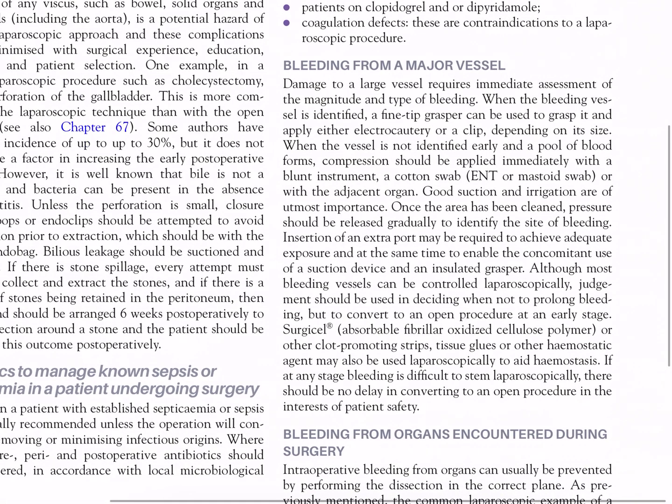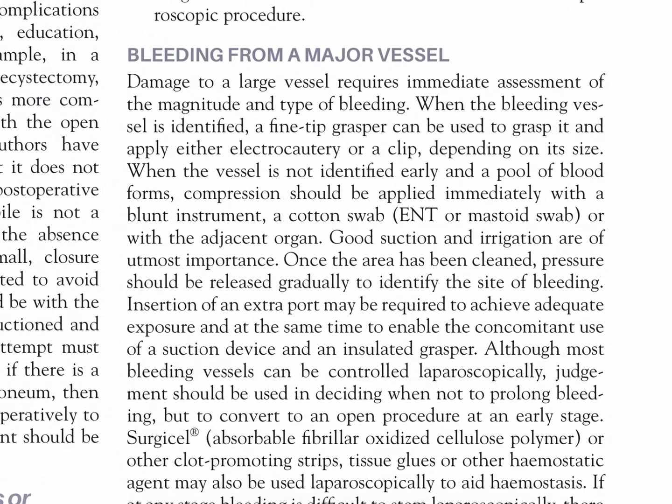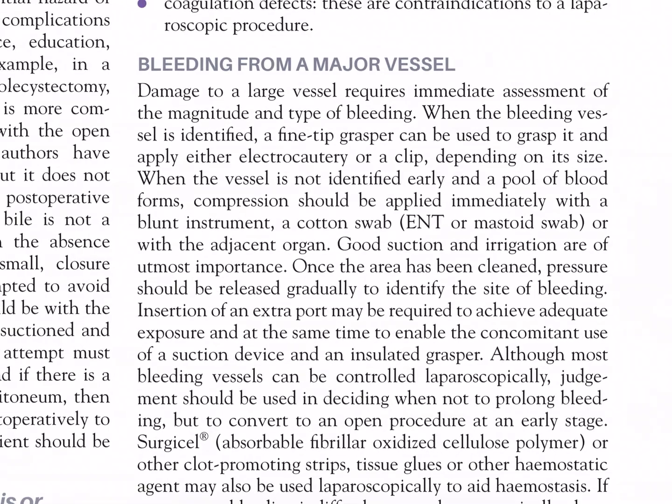Bleeding from a major vessel. Damage to a large vessel requires immediate assessment of the magnitude and type of bleeding. When the bleeding vessel is identified, a fine tip grasper can be used to grasp it and apply either electrocautery or a clip, depending on its size.